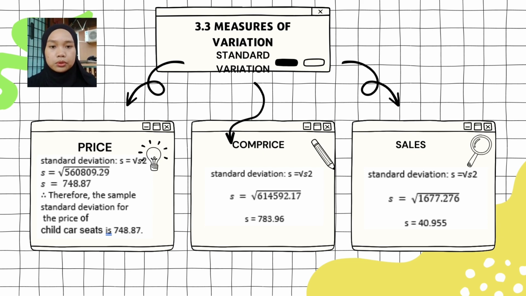For the formula, we use the square root of variance. We use the same formula for price, comprise, and sales. For price, we got 748.87. And for comprise, we got 783.96. And the last one, for sales, we got 40.955.